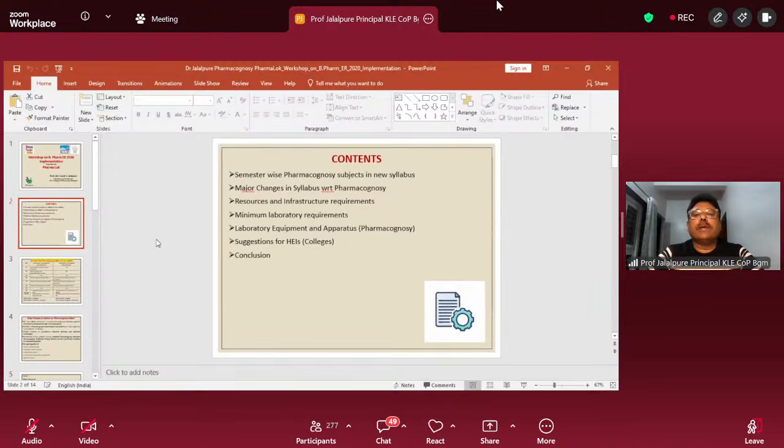And there are some suggestions for colleges for proper implementation of this syllabus with respect to the manpower, the learning resources, and the infrastructure, on how we can be ready to implement this new syllabus. And also I have one slide of conclusion.